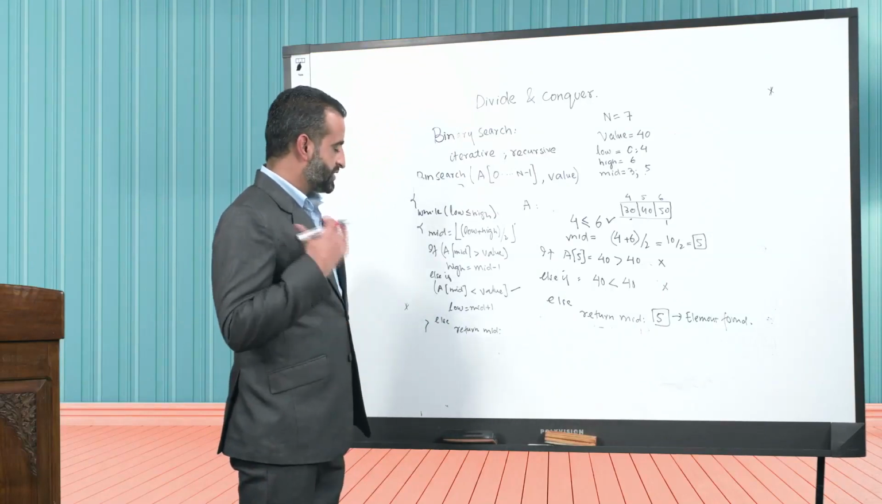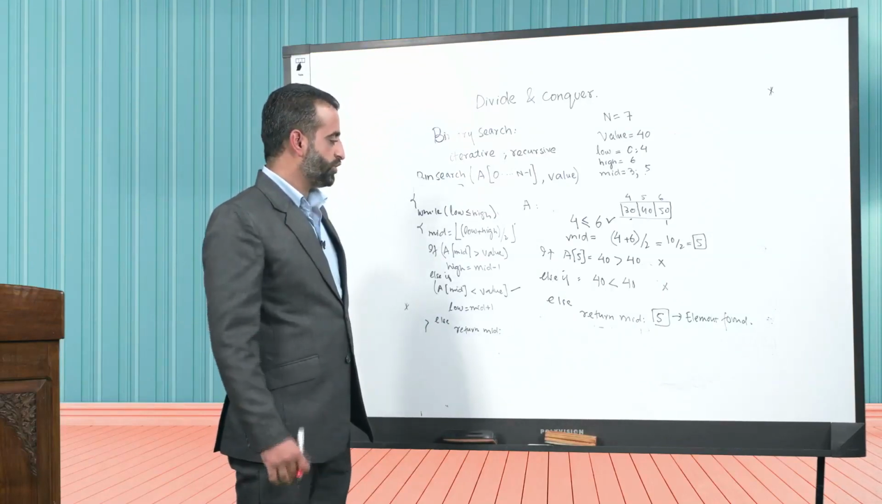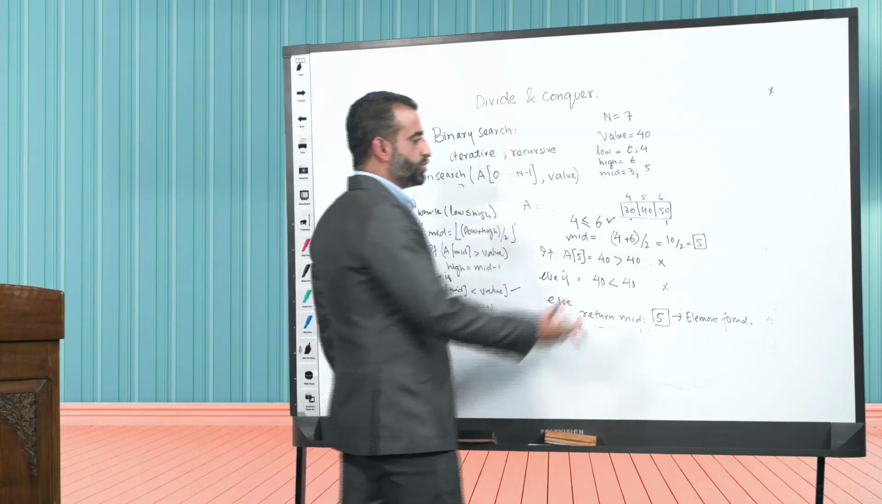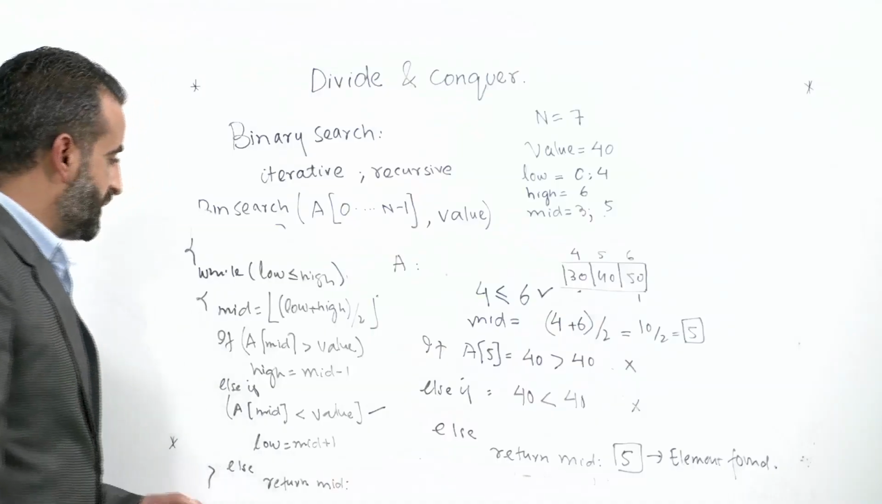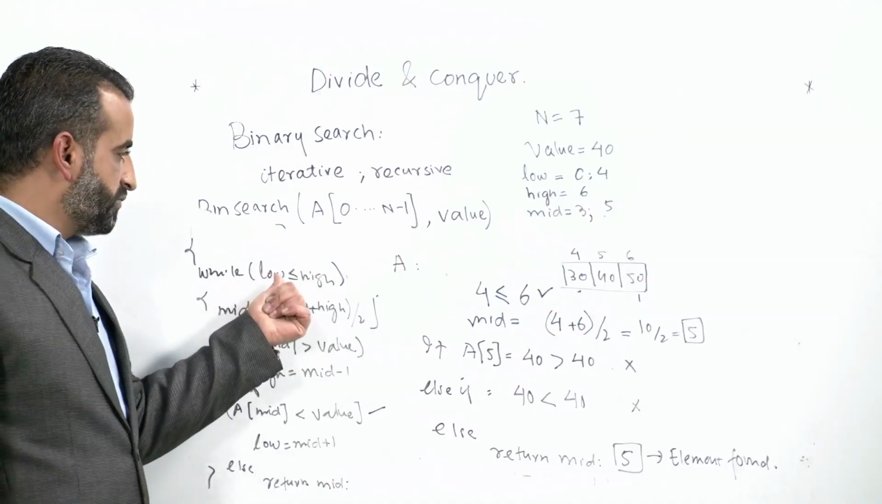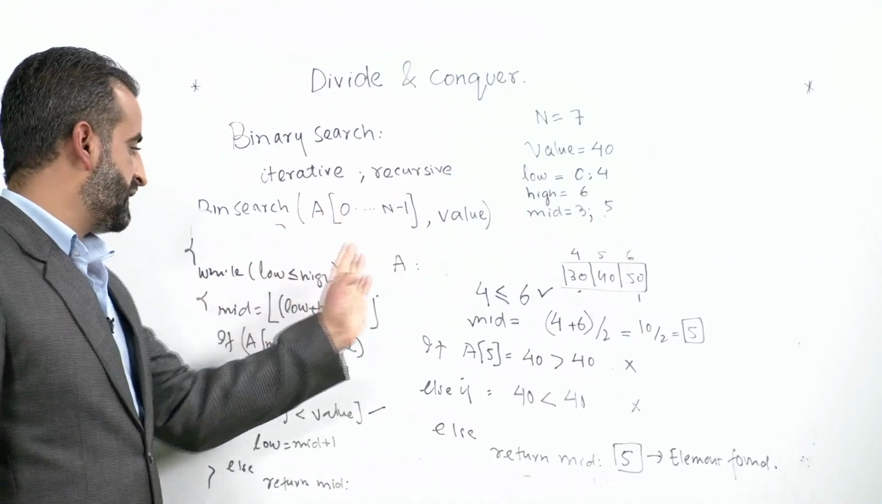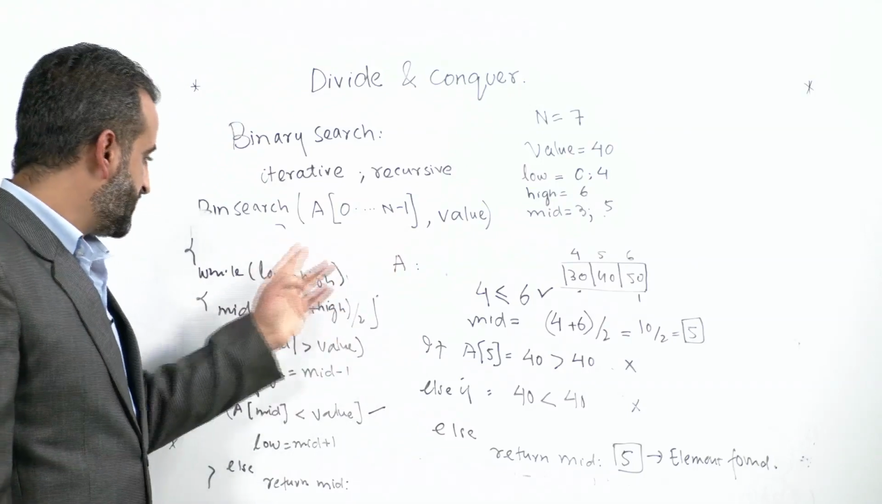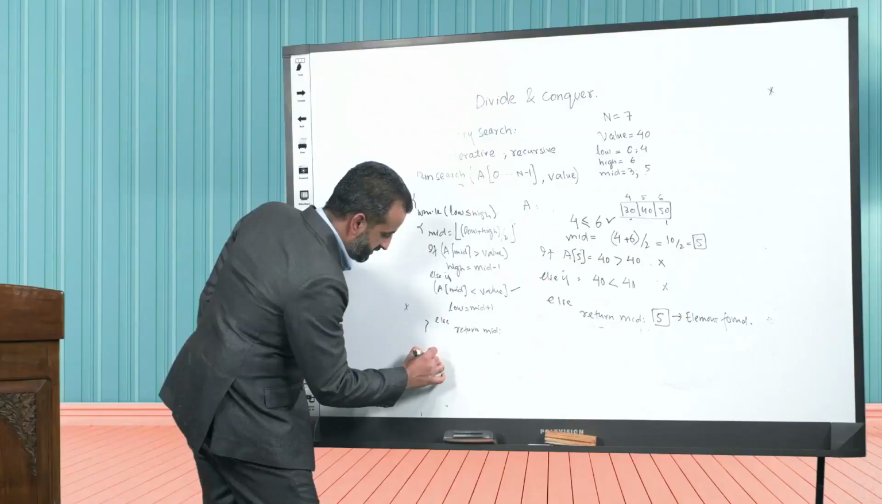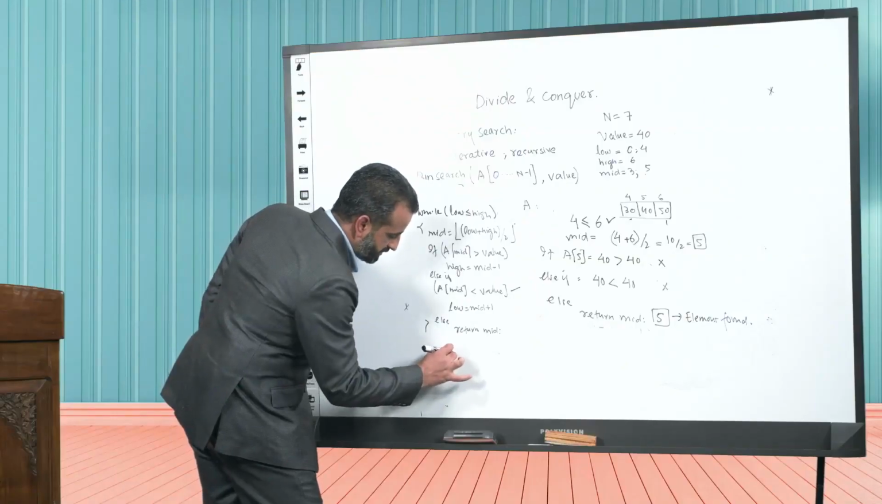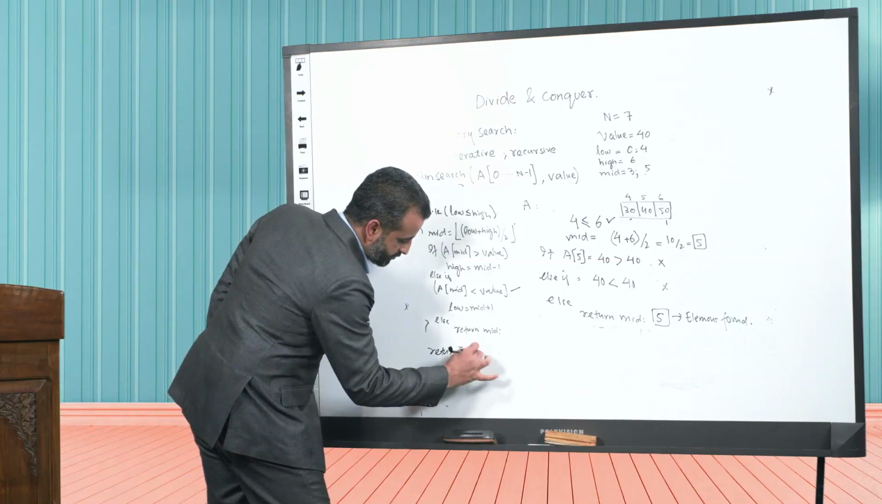Just in case, let's take another possibility, that the element that I was trying to look for does not belong to the array at all. In that case, what will happen is that my low, because I'm pushing it, will exceed the high, and because of that this condition will become false. Once this condition becomes false, I will simply return element not found.